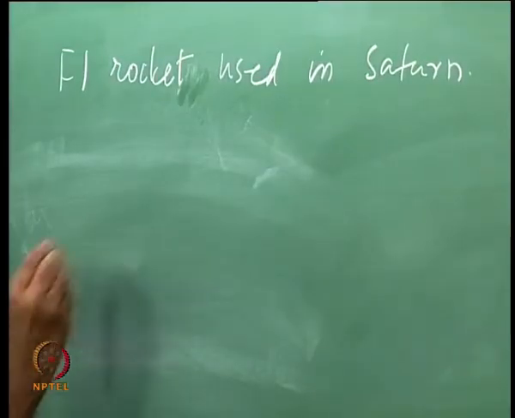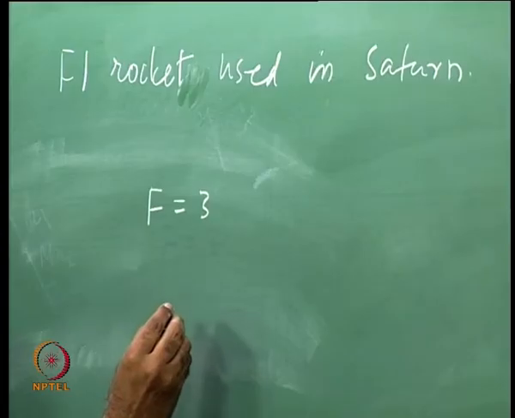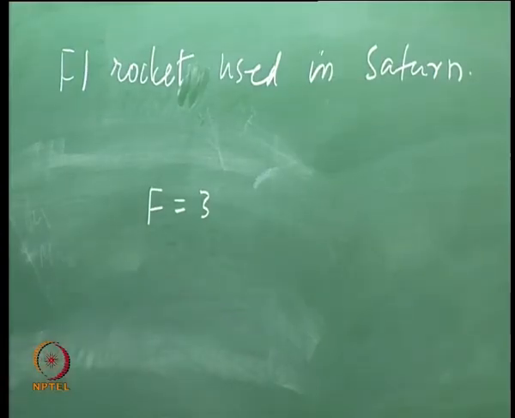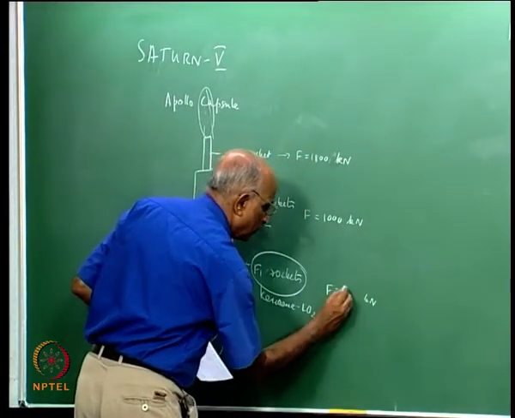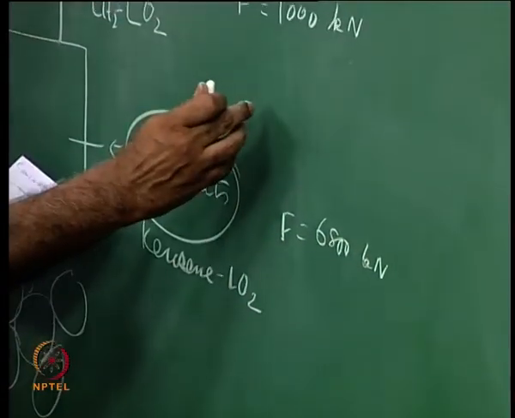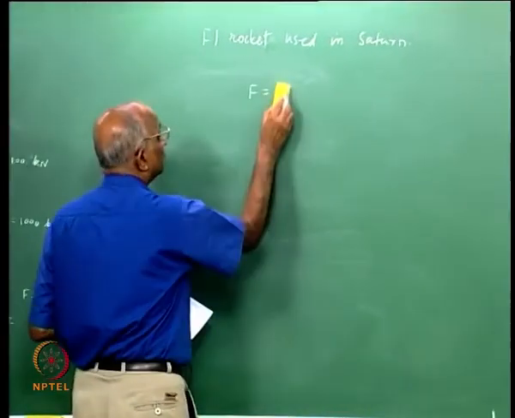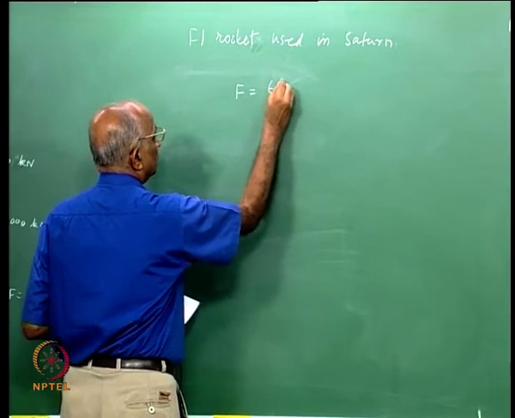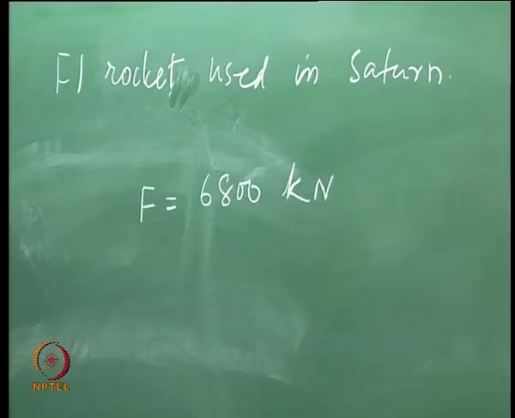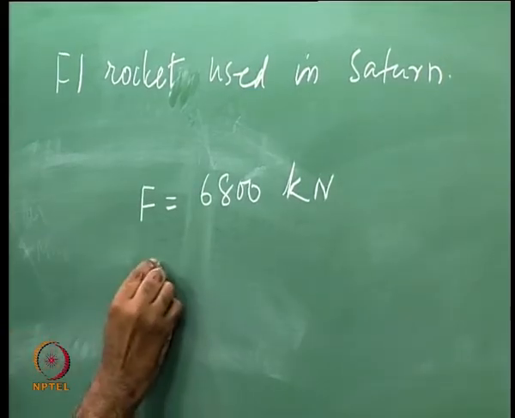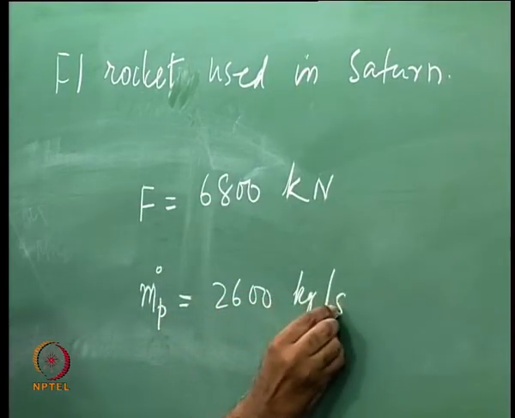The problem I consider is the thrust of this rocket is equal to 3800, is that what? No, my numbers are not correct. This gives me a much higher value, 6800, I am sorry. Each one has a thrust of 6800 kilonewton. The mass flow rate through the nozzle is equal to 2600 kilogram per second.